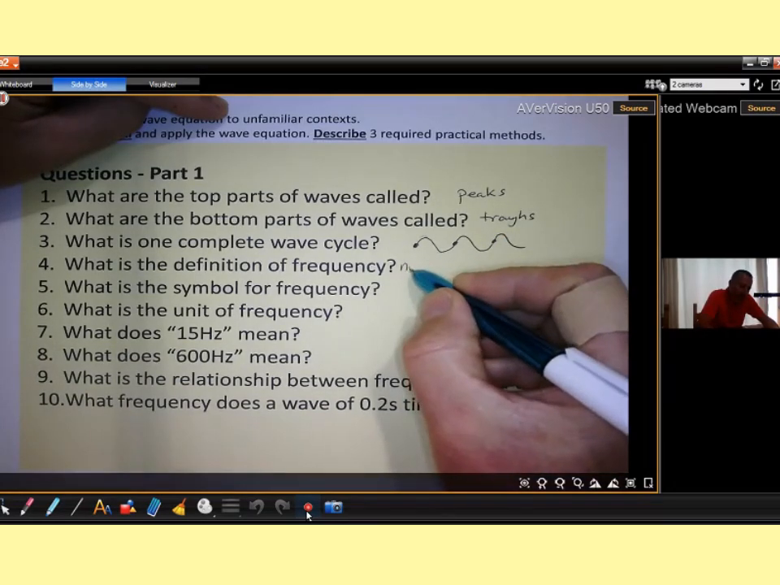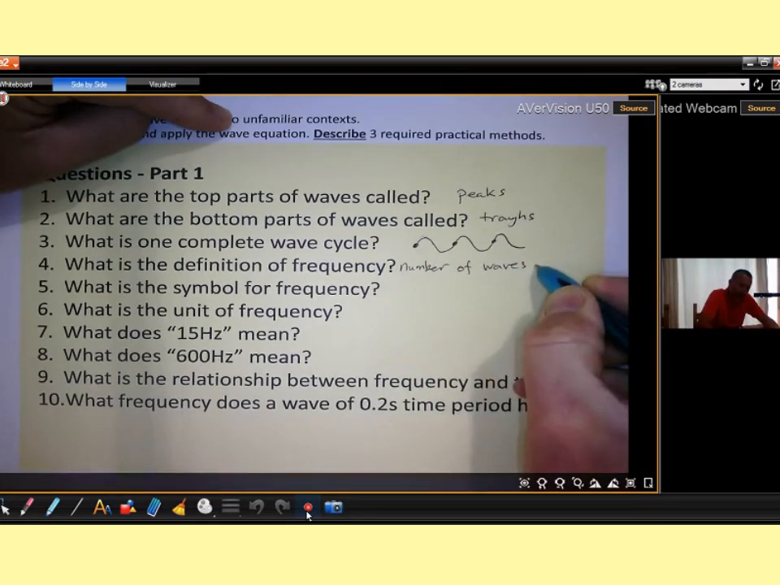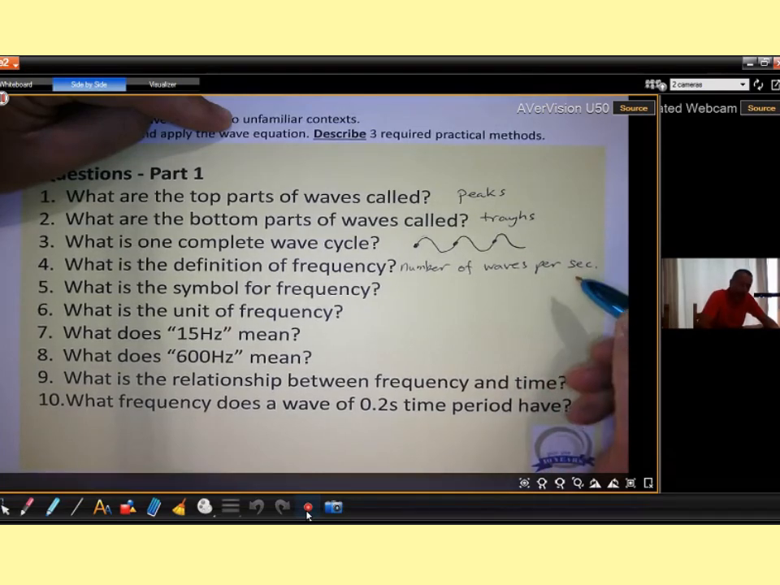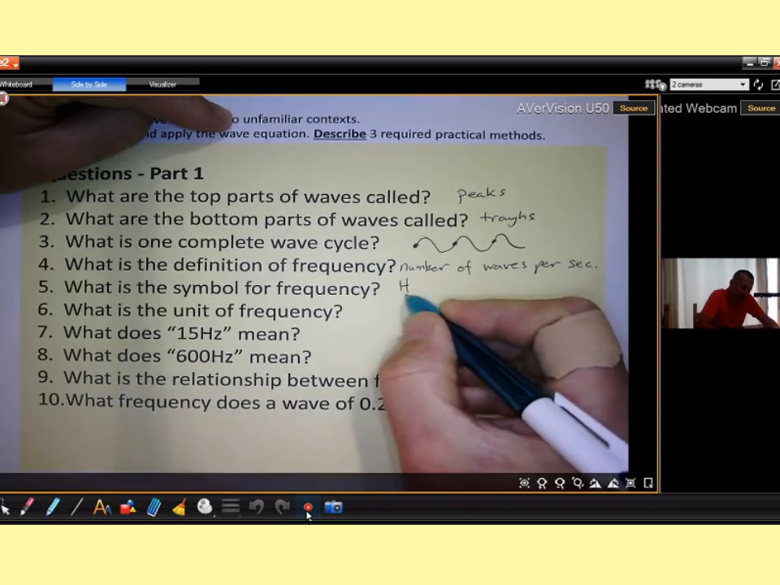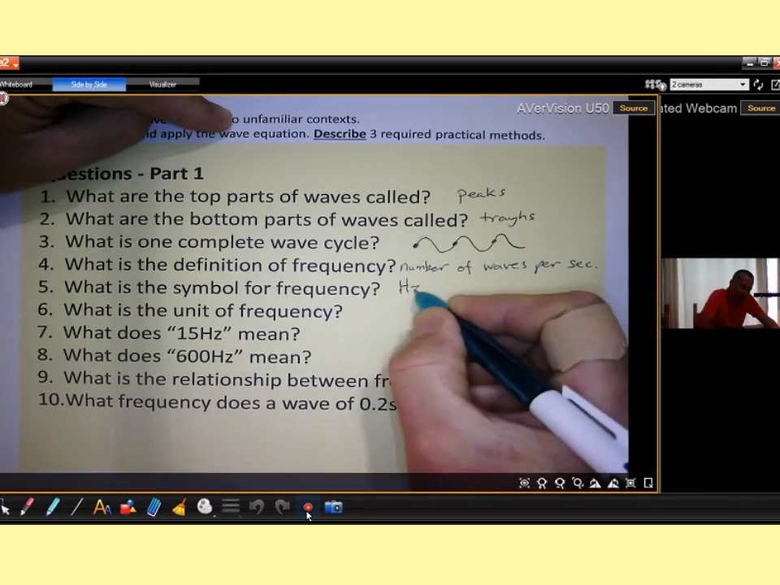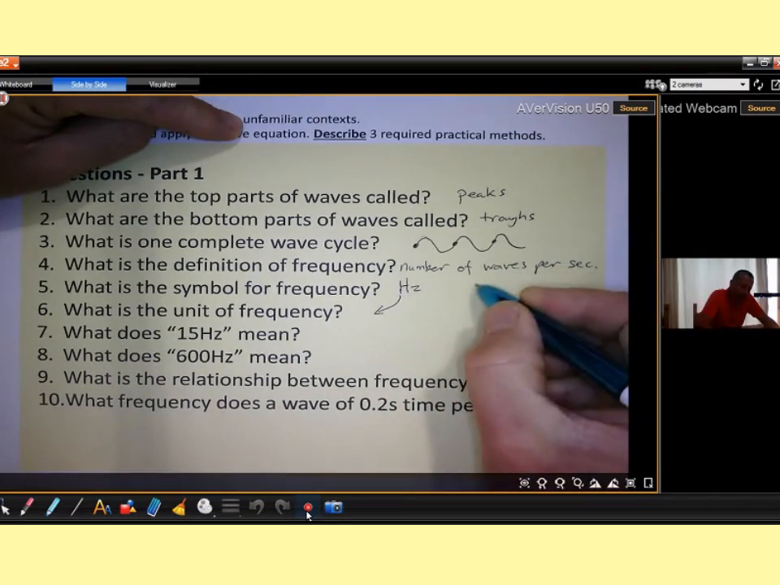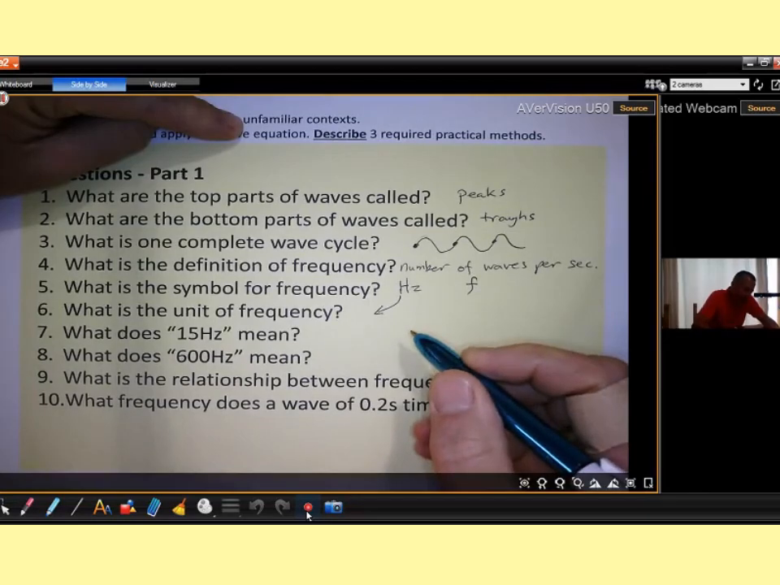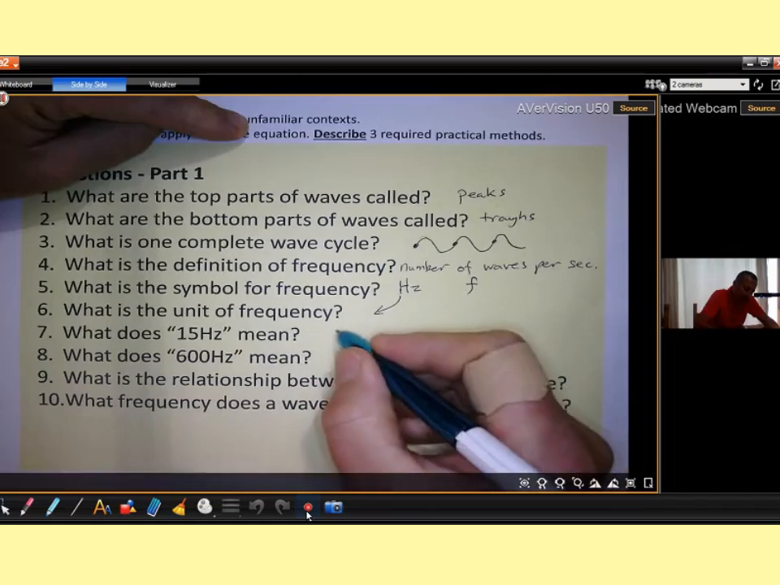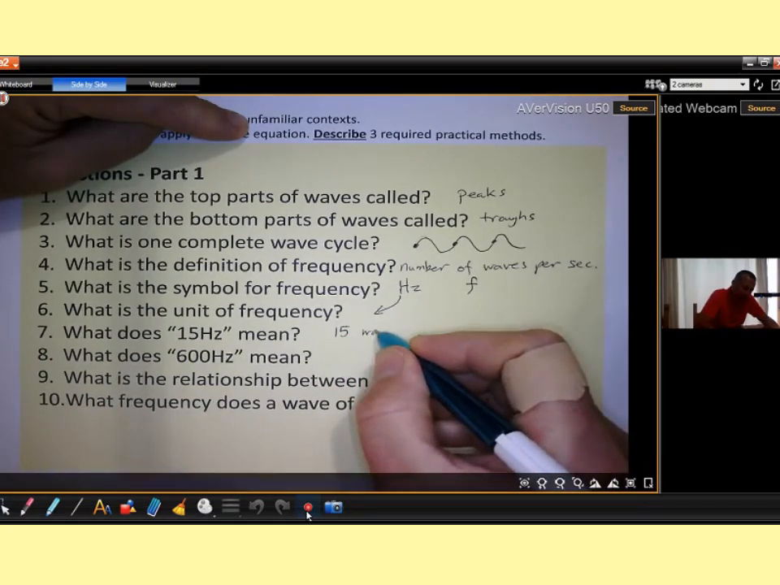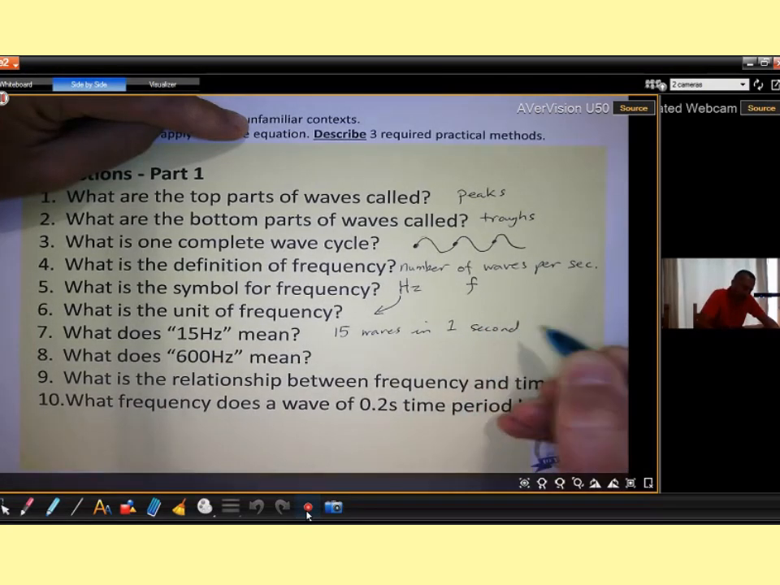So that's the number of waves per second, the number of waves in a second. The unit of frequency is hertz, capital H, z. The symbol for frequency is just f. What does 15 hertz mean? If frequency is the number of waves in a second, it means we've got 15 waves in 1 second.